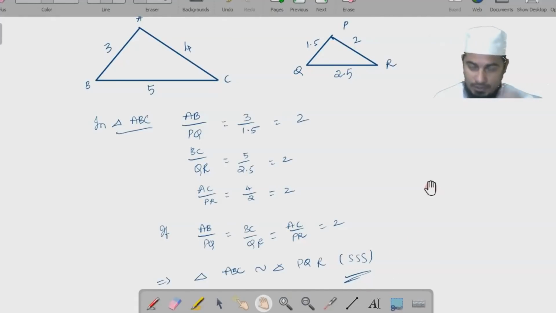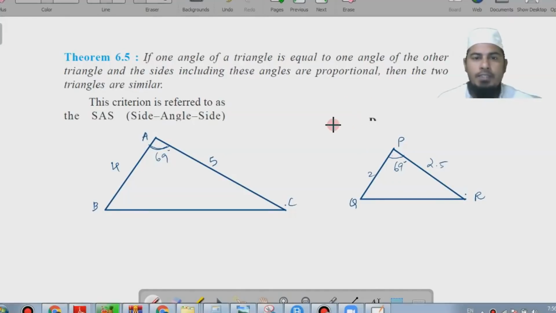In a similar way, we have another similarity criterion. Now let us discuss this theorem. If one angle of a triangle is equal to one angle of the other triangle, here two corresponding angles are equal, and the sides including these angles are proportional, meaning this angle is made by these two sides, that angle is made by those two sides, and these sides are proportional, then the two triangles are similar. How to write this?